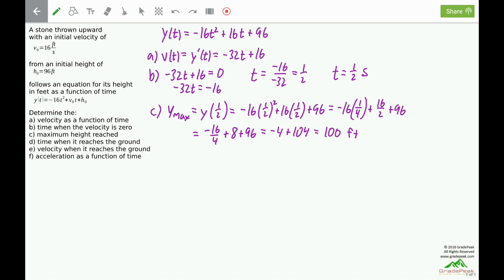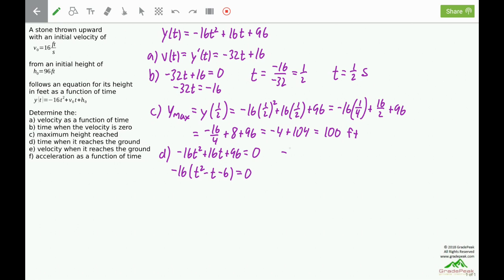Part D, we want to know the time when it reaches the ground. The ground is defined as a height of 0, so we can take the height function of time, the y of t, and set it equal to 0. We can start by factoring a common factor of a negative 16, giving us a positive t squared, a minus t, and the 96 divided by a negative 16 will be a negative 6.